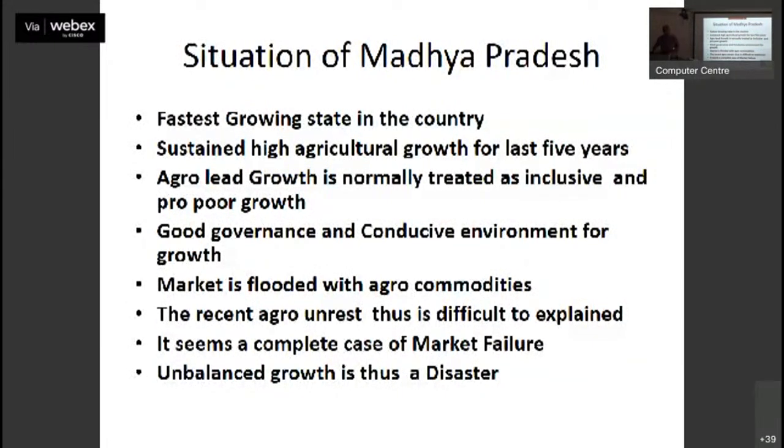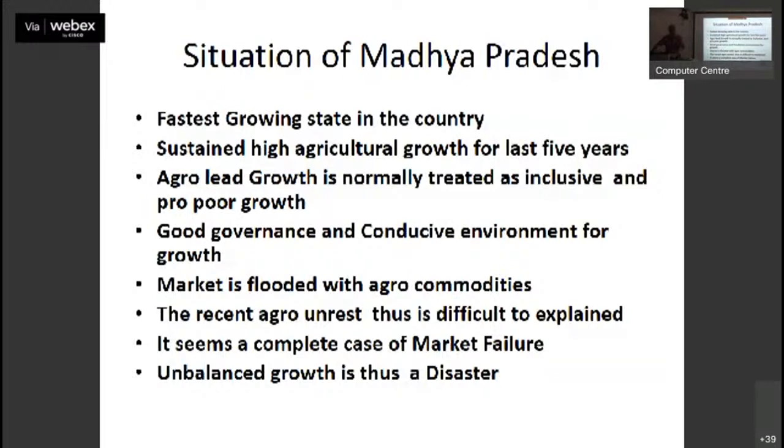Good governance and... Madhya Pradesh is a good example of good governance and a conducive environment for growth. You would never have seen a strike, never seen riots in Madhya Pradesh. Right now, you can leave out only Khargone. Otherwise, Madhya Pradesh is a very peaceful state, means very conducive for economic growth and located at the heart of the country.